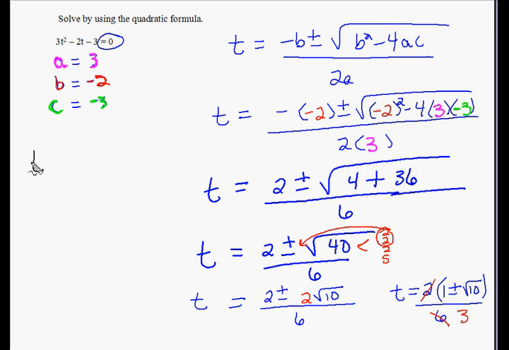So let's write that answer nice and clean. The value for t has 2 possibilities. It's 1, add the square root of 10 and divide by 3, and also 1, subtract the square root of 10 and divide by 3. Those are the 2 answers that we get from solving this problem using the quadratic formula.